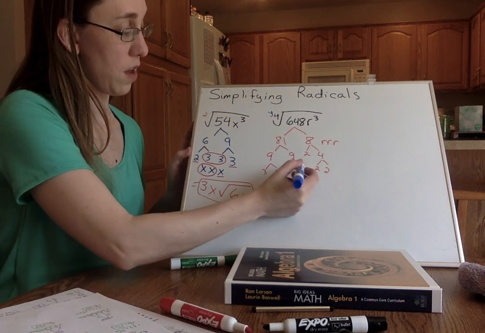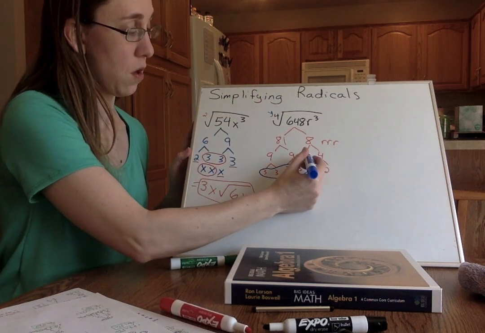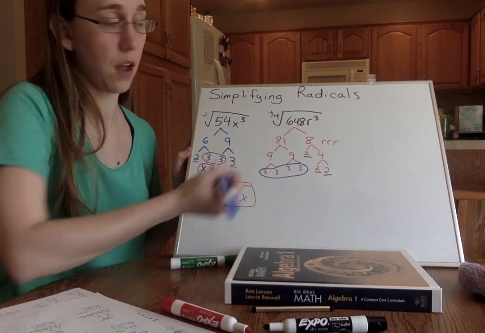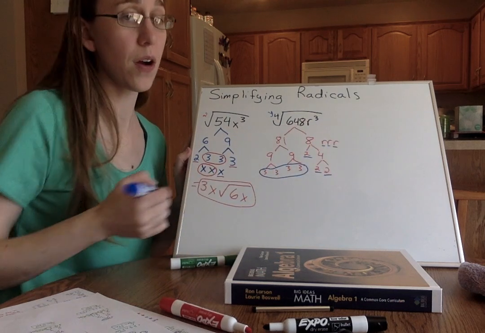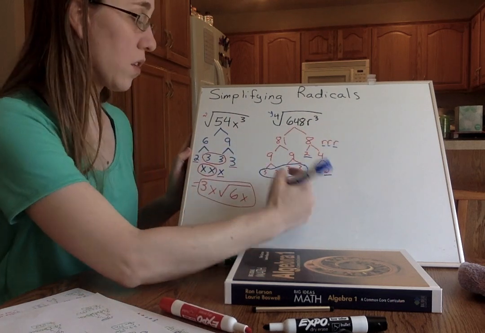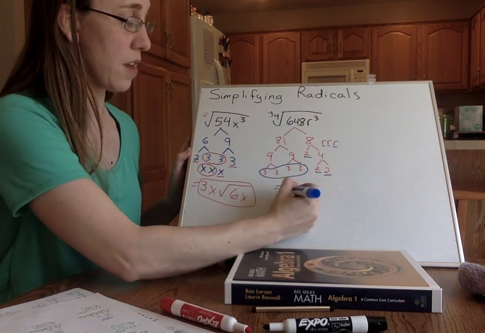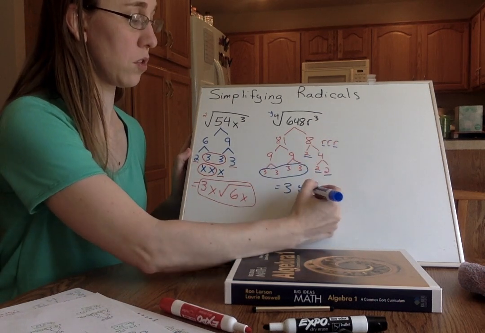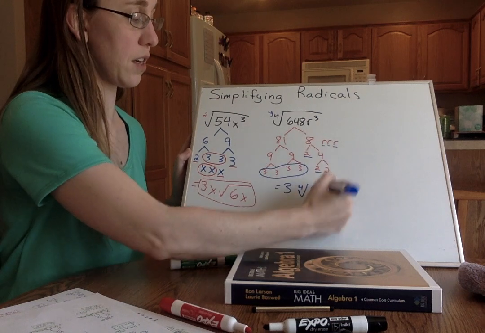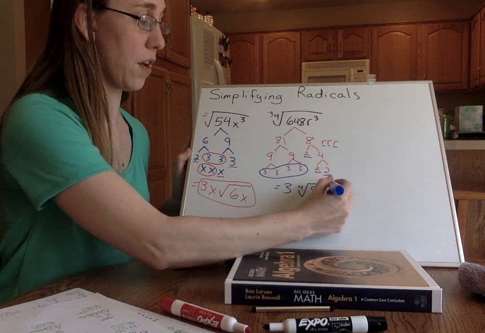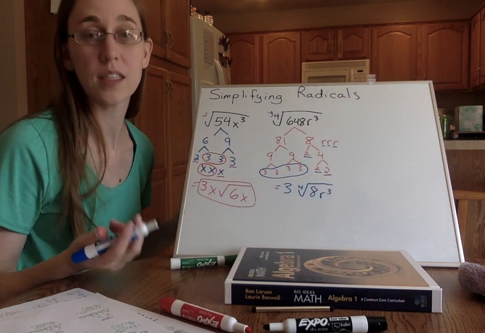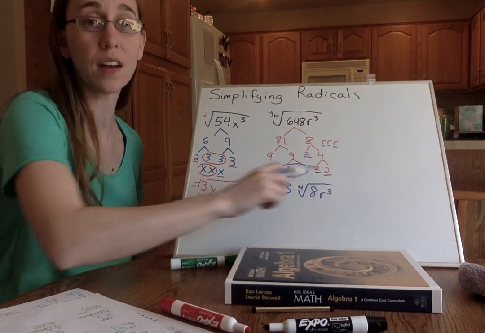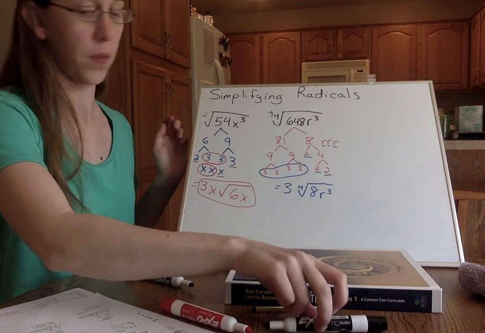So 1, 2, 3, I got 4 3s. 1, 2, 3. I only have 3 2s, so they can't come out. I only have 3 r's, so they can't come out either. So the only thing that's coming out is this 3, and then I still have the fourth root of 2 times 2 times 2, that's 8, and r times r times r is r to the third. It's like if there's 3 students and I say make a group of 4. You can't. You need another person, so you're stuck not being in that group of 4.